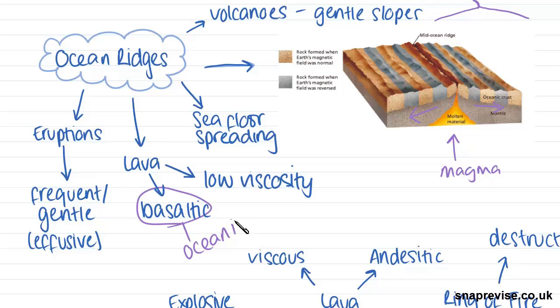And this type of lava has a low viscosity, which means it's quite runny. And this means that the eruptions aren't explosive, they're more frequent and gentle, and that is the type of volcano we get at ocean ridges.